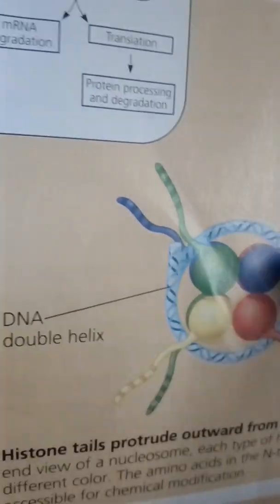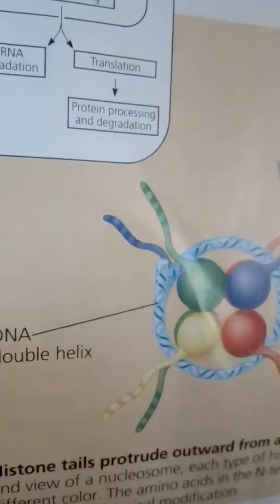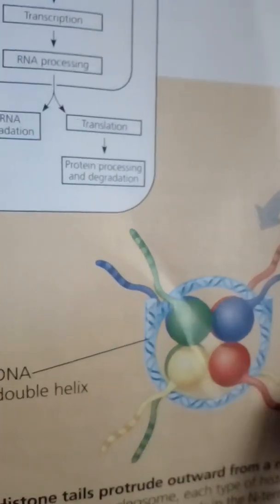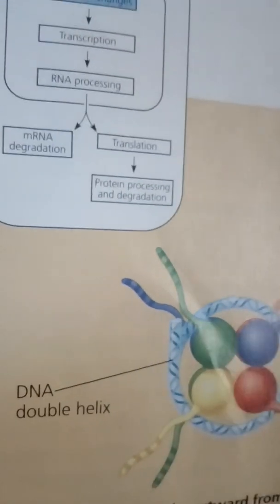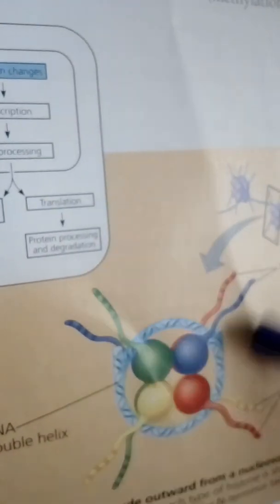Okay, back to a simple model of histone tails and the effect of histone acetylation. In addition to acetylation, histones can undergo several other types of modification that also help determine the chromatin configuration in a region. Notice that yellow represents amino acids available for chemical modification, and this is a histone tail. A closer look, notice that. This DNA double helix, and histone tails protrude outward from a nucleosome. In this end view of a nucleosome, each type of histone is shown in a different color. The amino acids in the N-terminus tails are accessible to chemical modification.